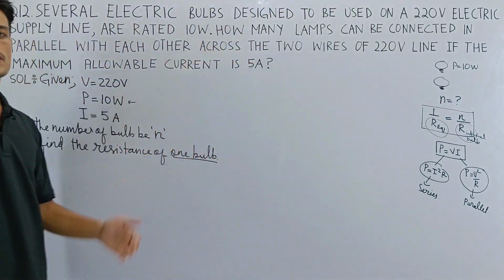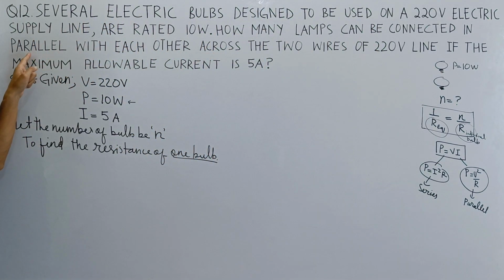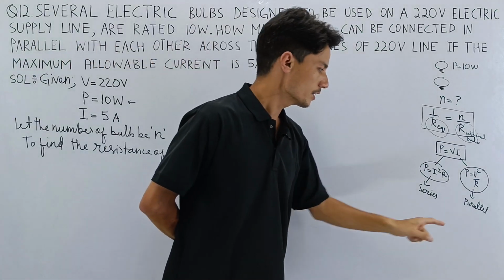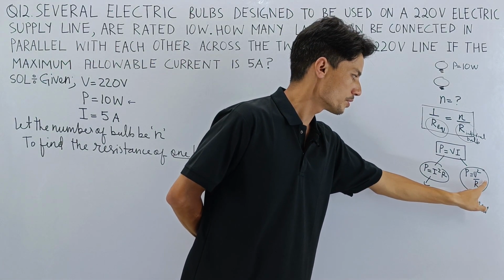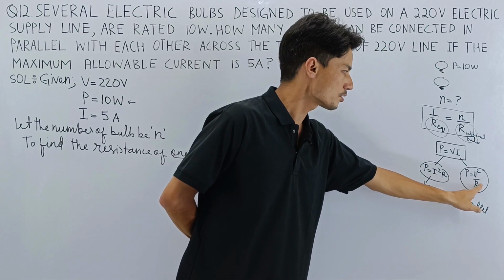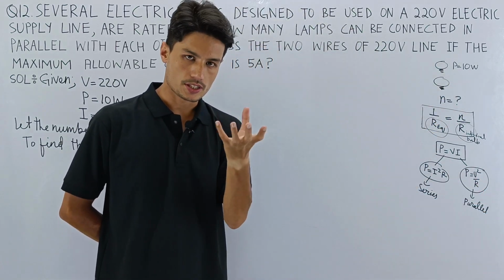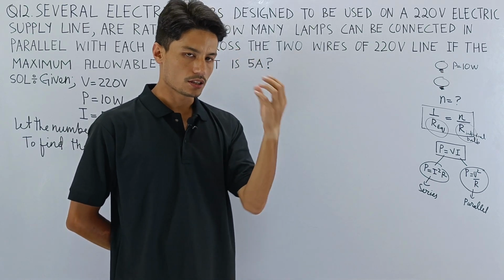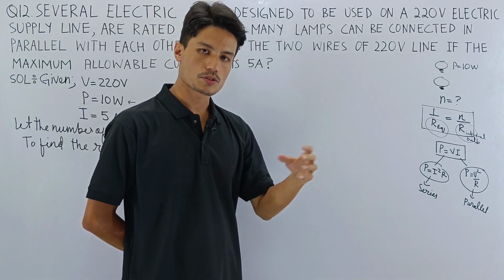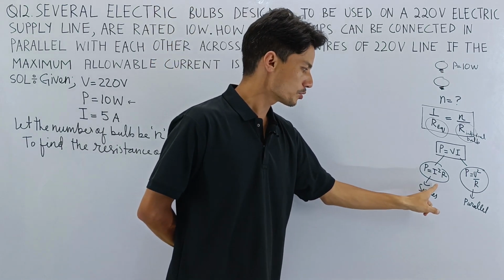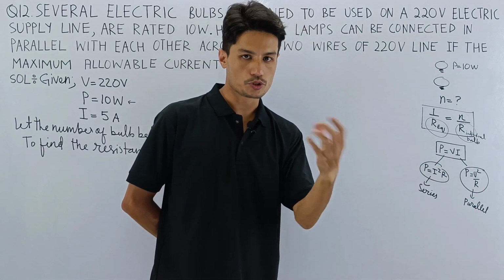Now, in which combination is this question? This question is in parallel combination. So we'll be picking V square by R to find the resistance of the bulb. Remember the type of combination. It is very crucial to know it, because it helps you identify the formula to use.